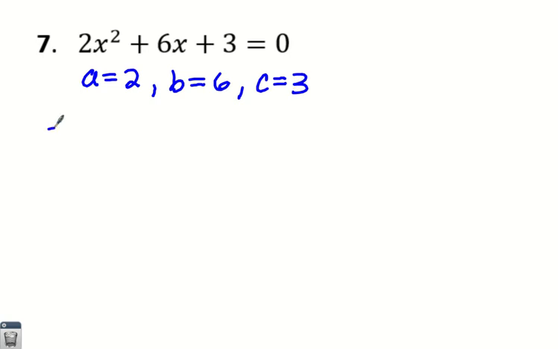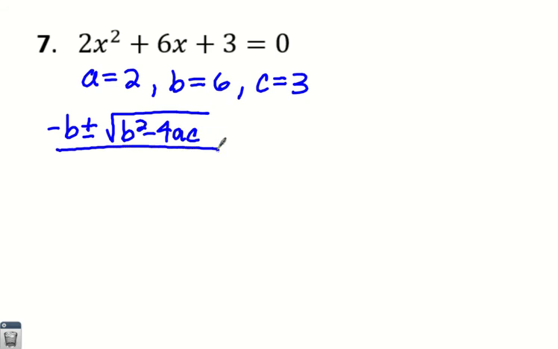And so, okay. Opposite of B, there's a song. Plus or minus the square root of B squared minus 4AC, all over 2A. And of course, this is what x is going to equal. All right, here we go. Let's plug in very carefully.